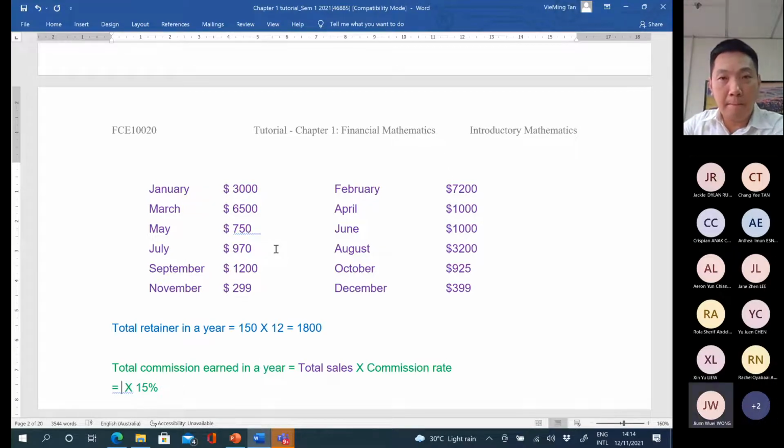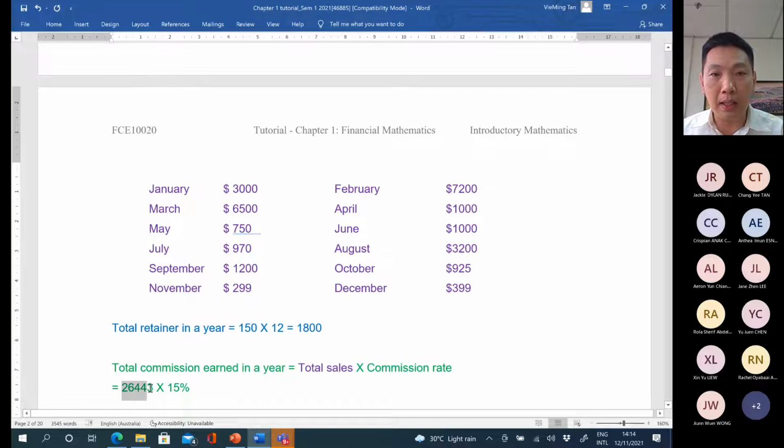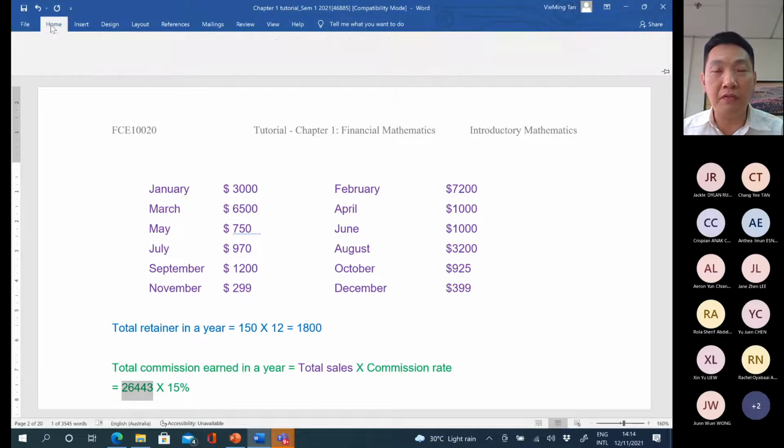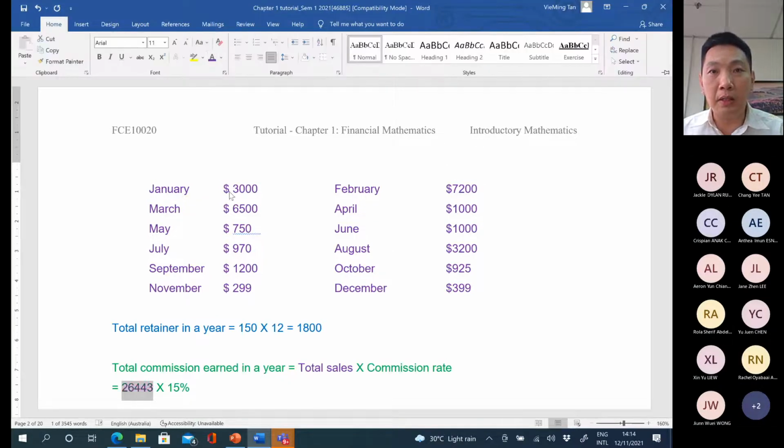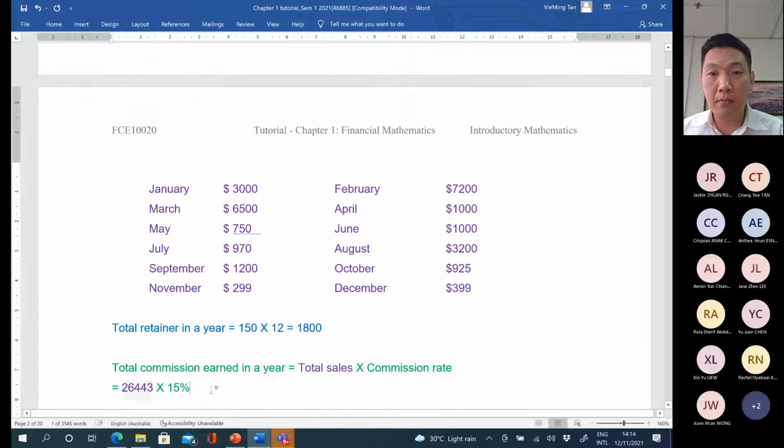Total sales? So it's 26,443. This number, 26,443. Thank you. Yeah, so I put purple color. Purple means I get the figures from the original sales value, the monthly sales value. Then you can get the total sales in a year. Okay.